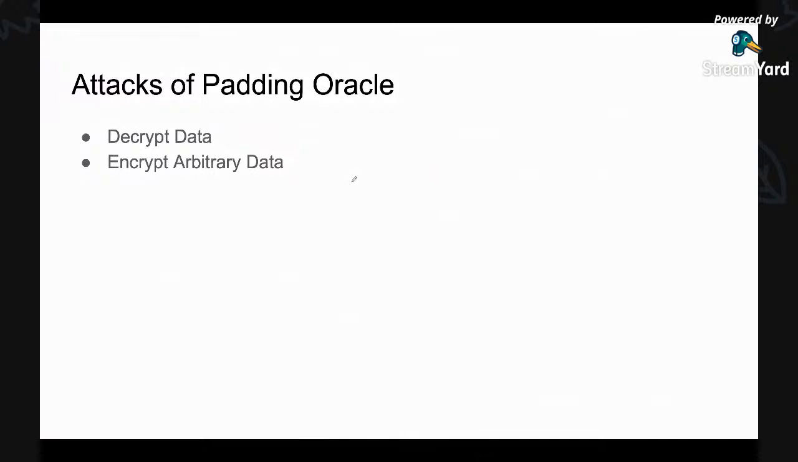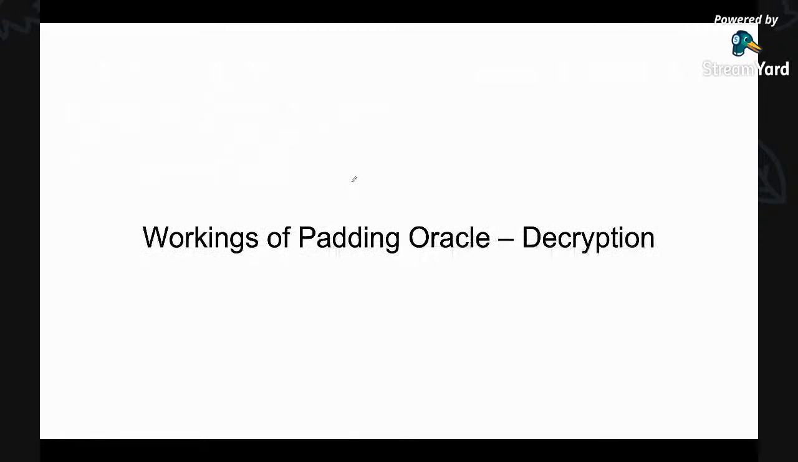Using the padding oracle attack, we can do two things. We can decrypt the ciphertext data, or we can encrypt any arbitrary plaintext data and send it to the server, and the server can decrypt it. So we can encrypt arbitrary data without the key. Let's deep dive into the working of the padding oracle attack, starting with the decryption process.